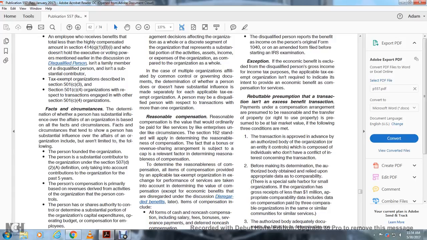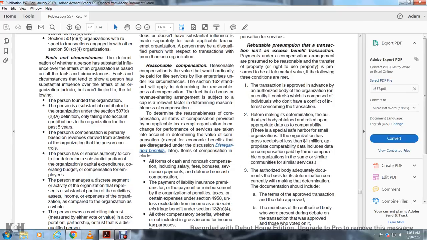Facts and circumstances. Determination of whether a person has substantial influence over the affairs of the organization is based on all the facts and circumstances. The facts and circumstances that tend to show the person has substantial influence over the affairs of the organization include, but are not limited to, the following. The person founded the organization. The person substantially contributed to the organization under Section 507(d)(2)(A) of the definition, only taking into account the contributions to the organization in the past 5 years.